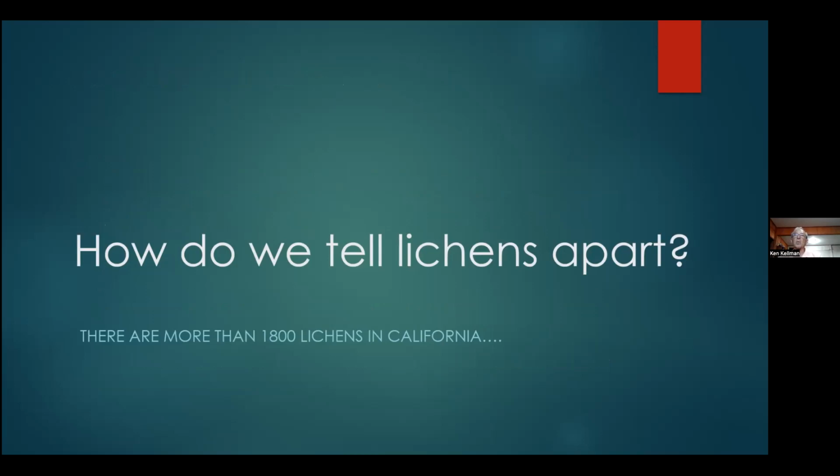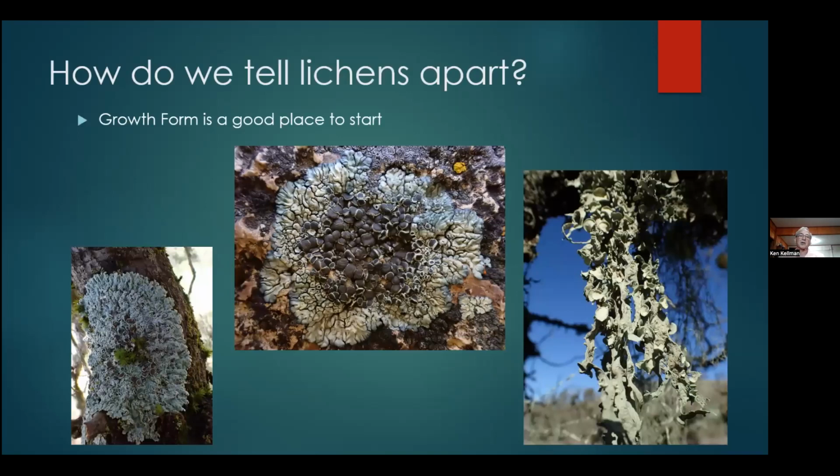But I don't want this to be a lichen identification class. I want you to look at this section as the ways in which lichens have evolved and all the different forms and structures they've evolved into, and then we can use those structures to identify them. So what do we do? What do I do when I bring a lichen home? Well, growth form is a good place to start.